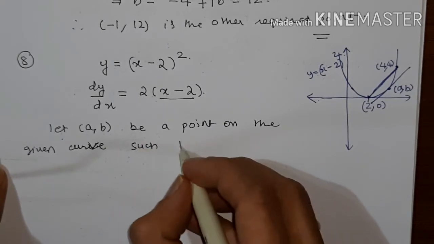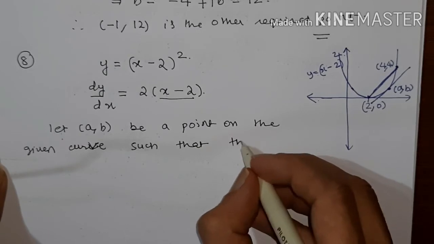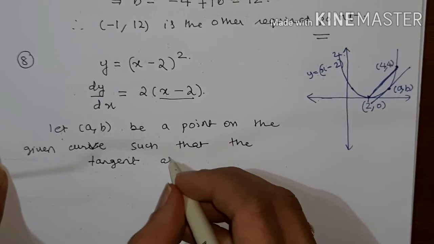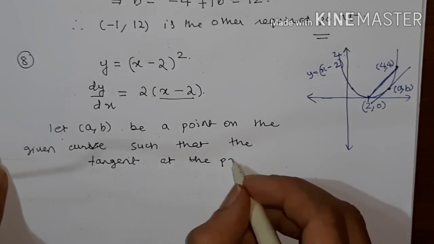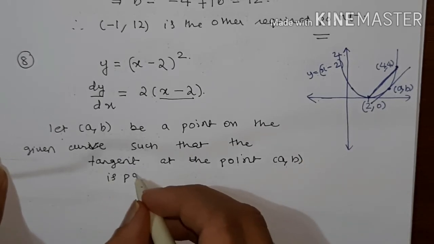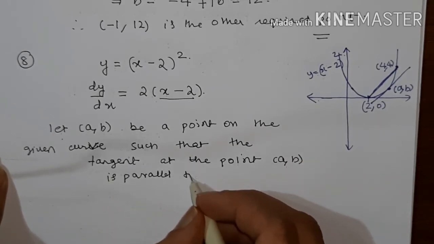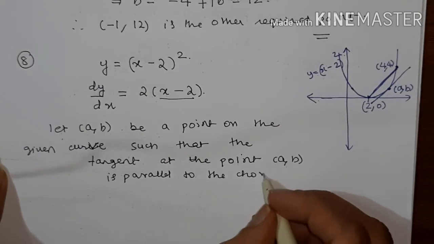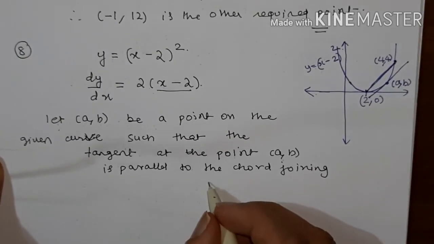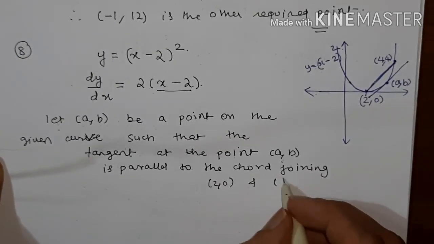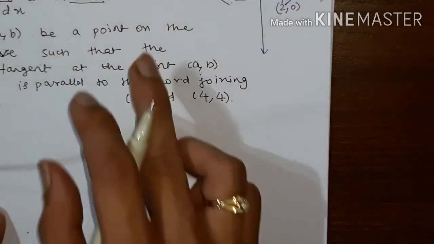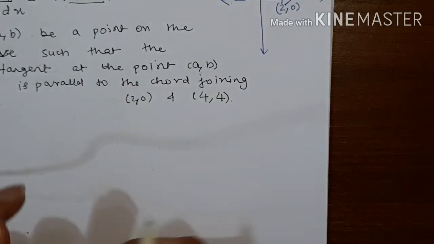Such that the tangent at the point a comma b is parallel to the chord joining 2 comma 0 and 4 comma 4. So let a comma b be the point, in short, which is satisfying the given condition.